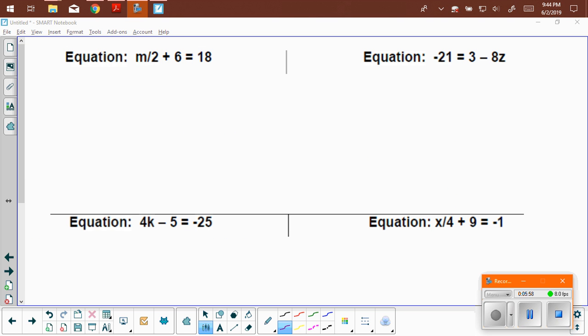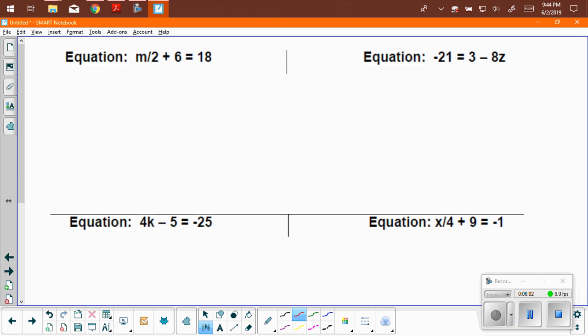Okay, so you're back, and let's quickly run these through. Okay, for m divided by 2 plus 6 equals 18. Well, we have a plus 6, so the opposite of that would be to subtract 6.